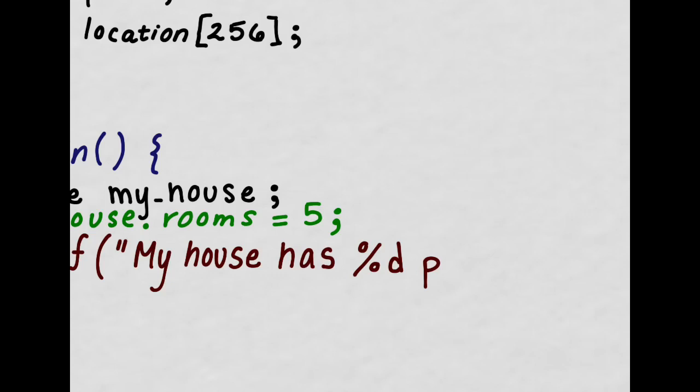So since I'm printing an integer, I want to use the lowercase d. And all right, let's finish what I want to print. Oh, not pages. Rooms. Close the statement with double quotes. Put a comma.